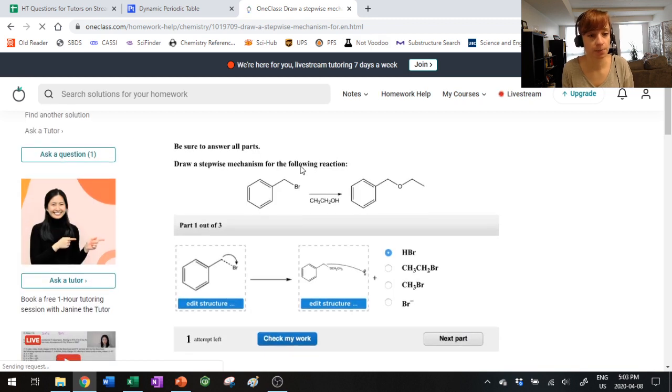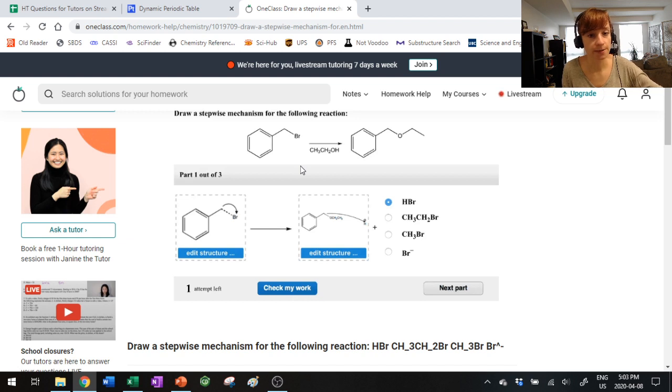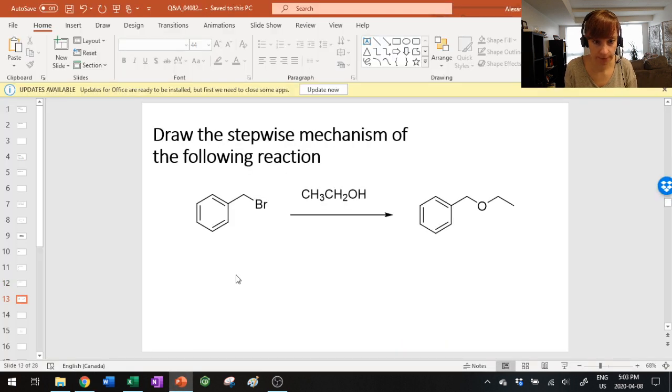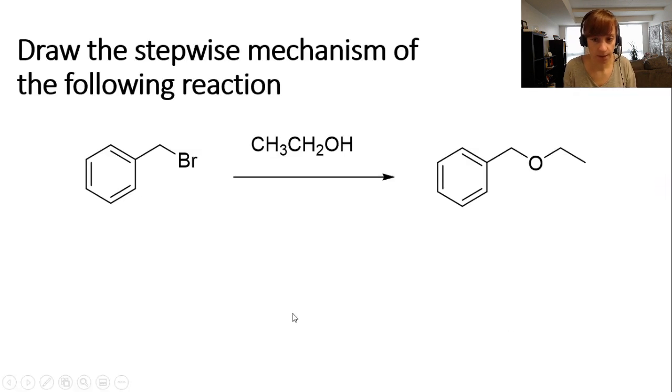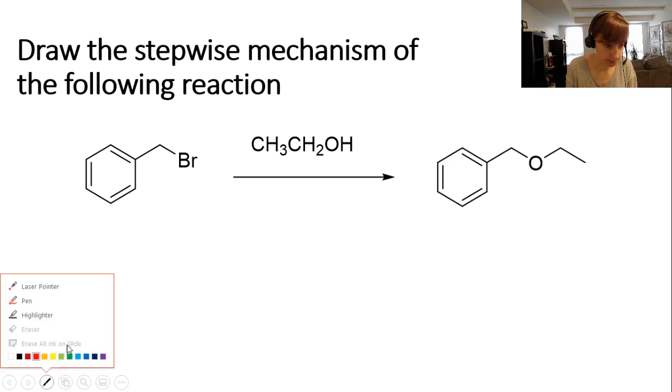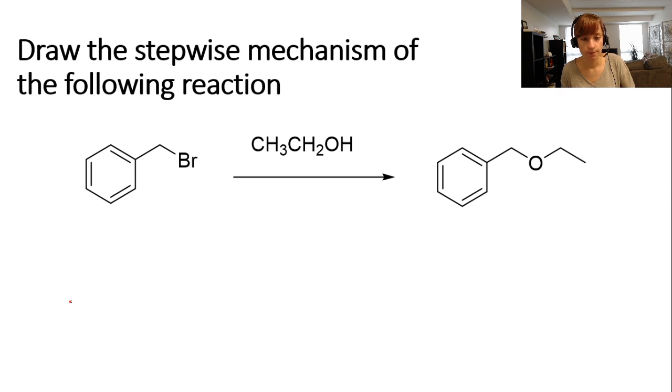So for the question, it says be sure to answer all parts. Draw a stepwise mechanism for the following reaction. So in this question, we have benzyl bromide on the reactant side, and then we end up with a benzylic ether. For this ether group, in this case, this is ethanol, so we can also write it like this. This is our nucleophile, and our bromine is our electrophile. It's a good leaving group.